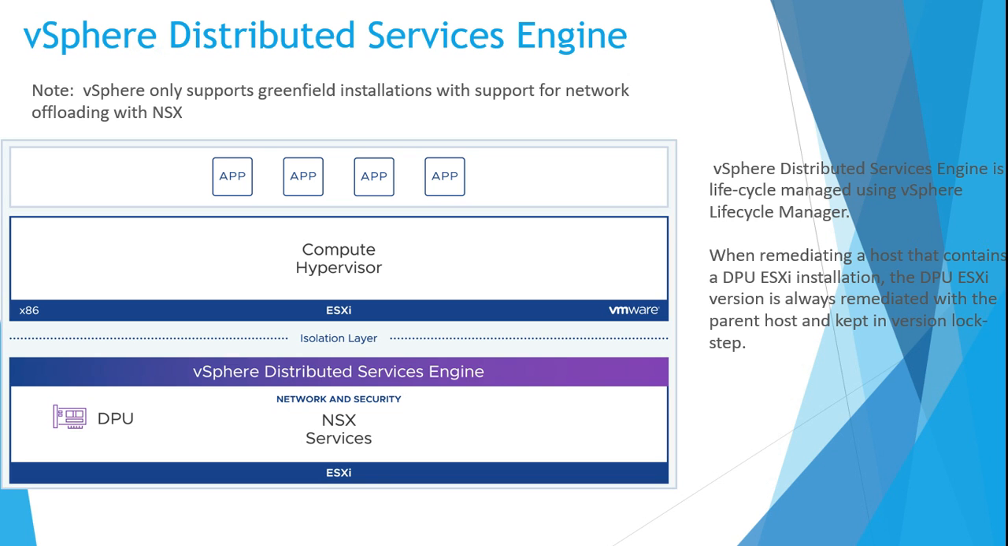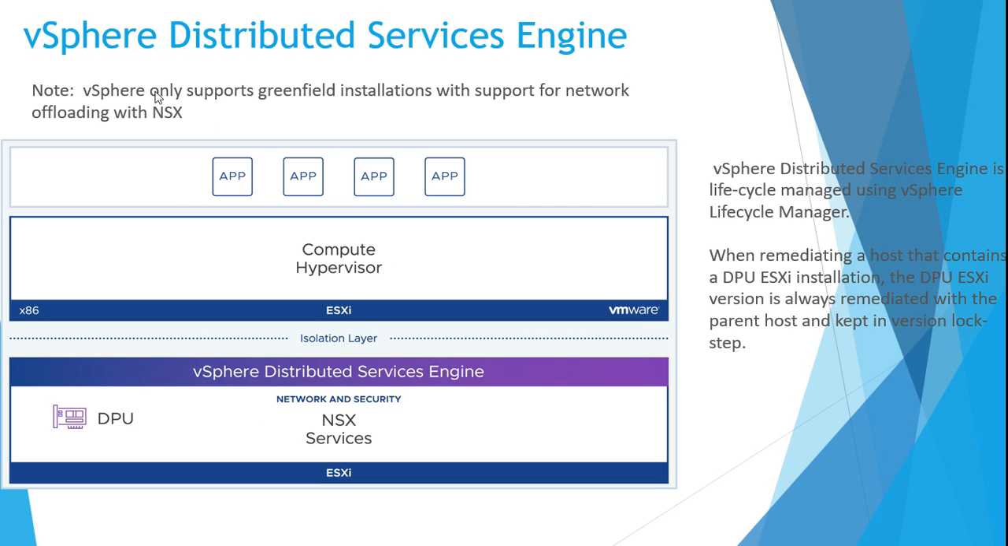So the DPU ESX host over here will be upgraded. While remediating a host that contains a DPU ESXi installation, the DPU ESX version is always remediated with the parent host and kept in version lockstep. So that will be literally the same update version, which will be updated when you upgrade it.